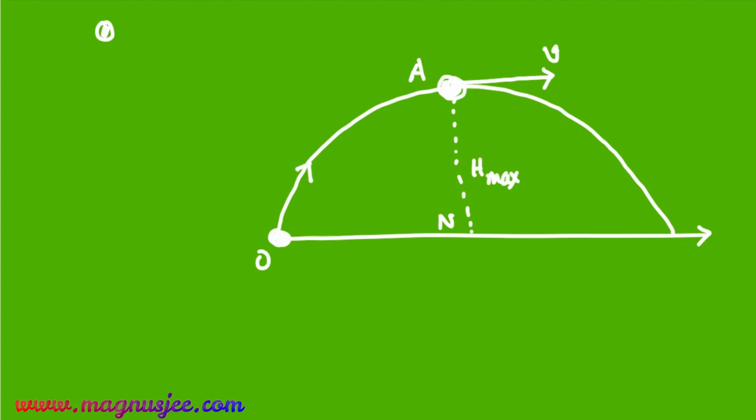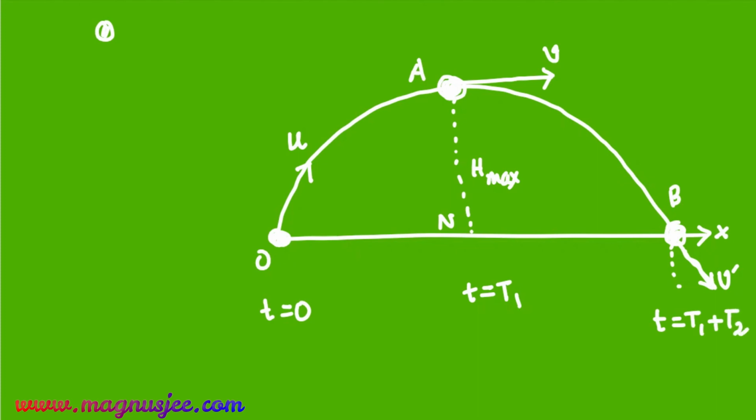The projectile was thrown from the point O with an initial velocity u at initial time t equal to 0 second, and the projectile reaches the point A, that is the highest point, at time t1, that means time of ascent. And at the point B, the projectile strikes the ground with the final velocity v prime, in time t2. This is the x-axis, meaning horizontal direction. At B, t equal t1 plus t2. Capital T1 is time of ascent, capital T2 is time of descent.